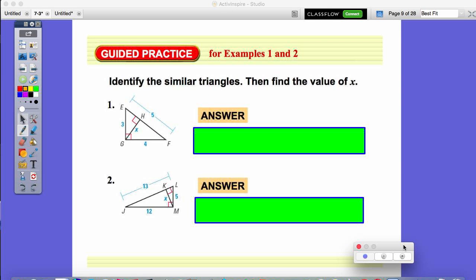The next two problems are guided practice using similar triangles, but we're going to learn some ways to do these problems involving some theorems. And I think it makes it a little bit easier because you don't have to turn the triangles around to figure out what goes where. So we're going to come back to these problems after we go through the learning in this unit.